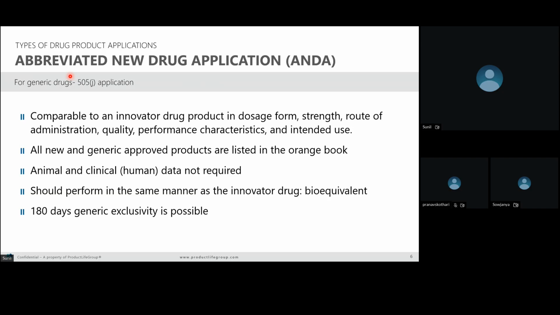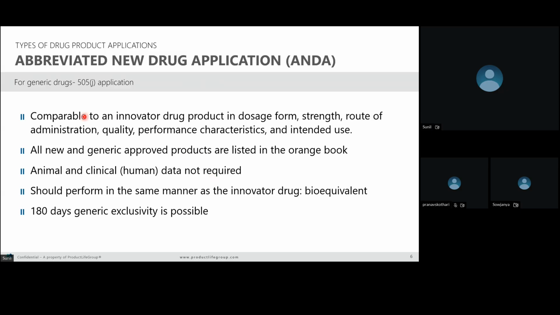So this is ANDA. Here, animal and clinical data is not required. Only a bioequivalence study is required, a study which proves that the innovator and generic product behave similarly in the human body, with the same pharmacokinetics and same bioavailability. Only that one clinical study is required, and that too for oral dosage forms. If it is intravenous or intramuscular, then a bioequivalence study is also not required for generic products, because it goes directly into the bloodstream.